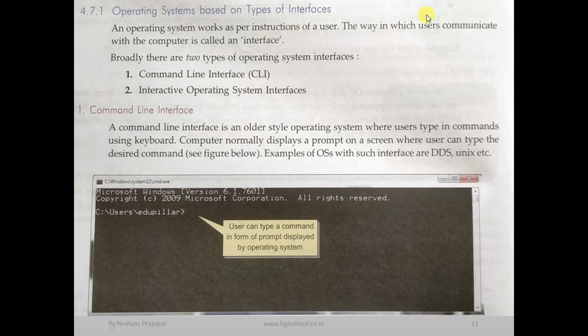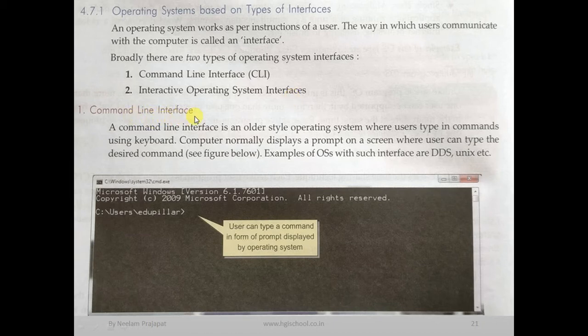The way in which a user communicates, there are different ways we can communicate: either we can click by mouse pointer, or we can type some command or something like that. Now there are some operating systems in which there are no icons, nothing, and still we are able to use them. So the way in which a user communicates with the computer is known as an interface. Two types of operating system interfaces are command line interface and interactive operating system interface.